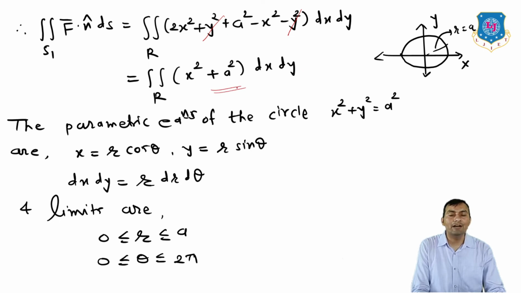Now to evaluate this double integration, you have to use the parametric equation of the circle. We know that the parametric equation of the circle is x equal to r cos theta and y equal to r sin theta. So dx dy will be r dr d theta. Therefore the limits are, for r, that is the radius of the circle, 0 to a, and to get the full circle we have to rotate theta from 0 to 2 pi.